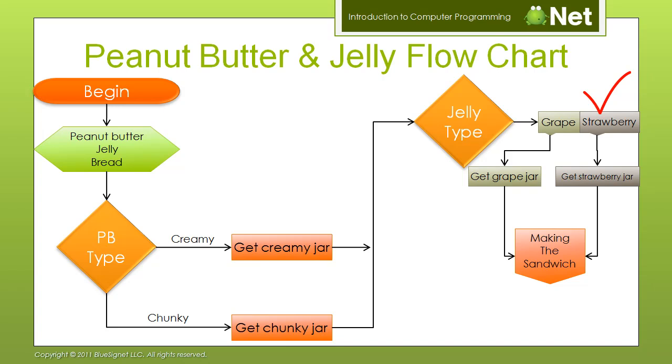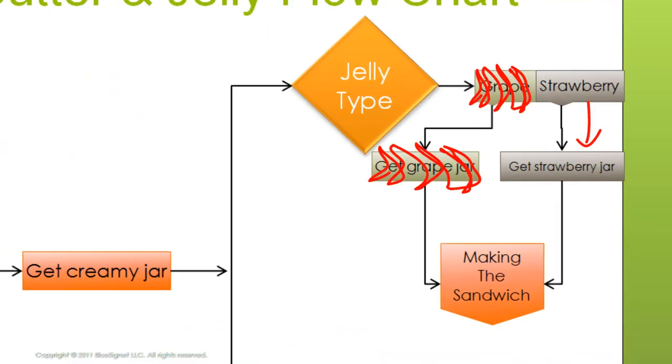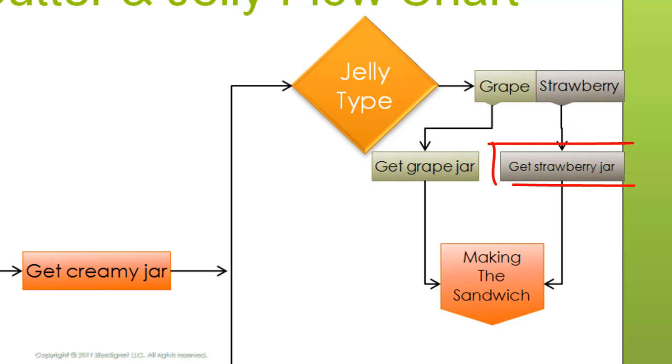Our decision could have been grape or strawberry, but it could have also been blackberry or a series of other things. We only have a certain amount of space to work with. Right. We can have 500 types of jelly on here. But unlike the previous decision, this could have been a longer sequence of options. So we're going to choose the strawberry option and go down the strawberry path, which tells us the next statement, which is an action symbol, to get the strawberry jar.